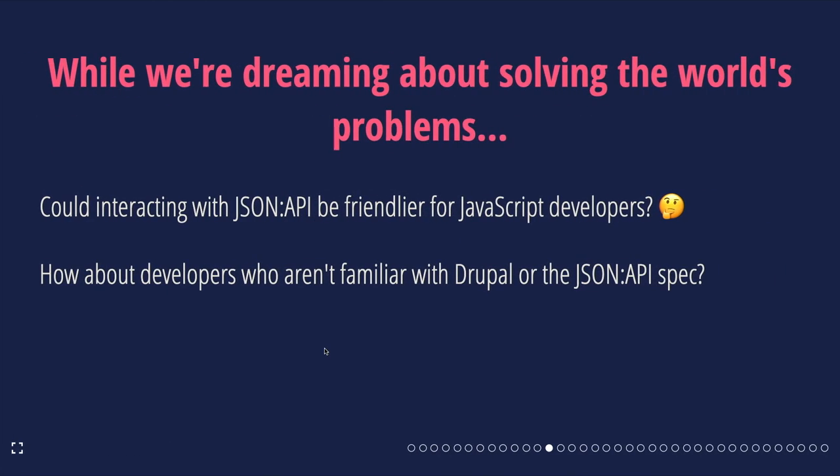And then I also started thinking about JSON API itself while I was brainstorming all of the world's problems here, and wondering whether working with JSON API could be friendlier for JavaScript developers. Specifically, developers who might not be familiar with Drupal or with the JSON API spec. Drupal's JSON API modules and ecosystem are amazing, and they let you easily get data out of Drupal with limited configuration. But as we'll see in some of the things we look at, there are certainly some things you need to know going in, or learn, to be able to interact with it.